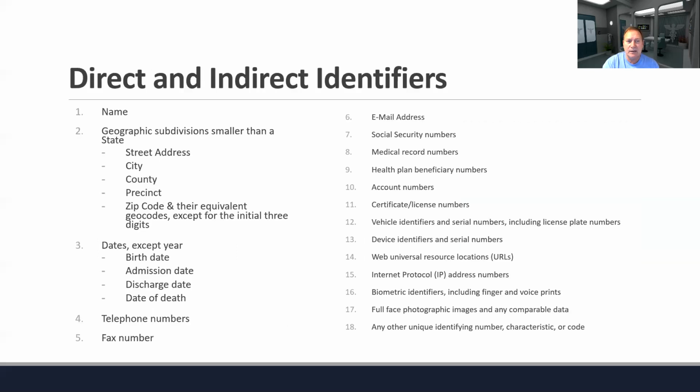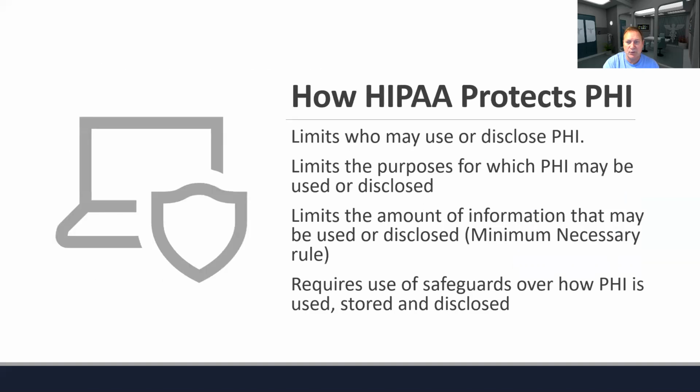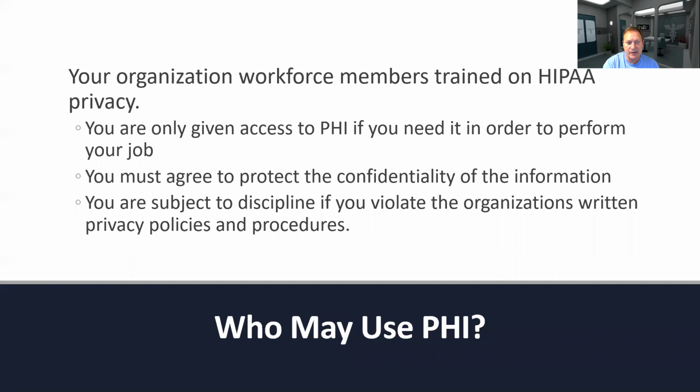And then direct and indirect identifiers. This is the list of 18 things that are considered direct and indirect identifiers. And then again, what's protected by HIPAA, and the privacy officer is responsible for enforcing it. What else do I want to be sure and talk about? How can you use PHI and who may use PHI?